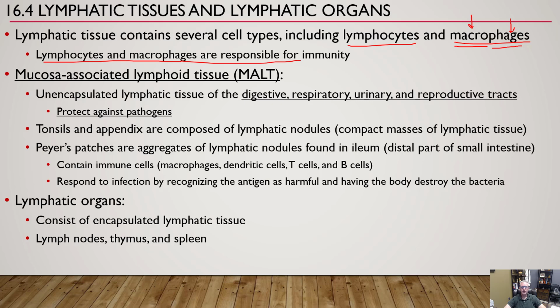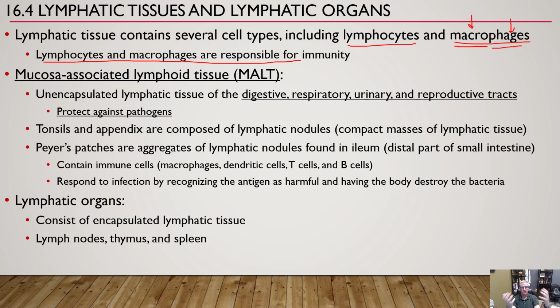We also have MALT. It's called mucosa-associated lymphoid tissue, or MALT. And we're going to see these in your digestive tract, your respiratory, urinary, reproductive tract. Basically, it's unencapsulated lymphatic tissue that's going to help protect us against pathogens. And remember, a pathogen is any disease-causing agent. So think of like your tonsils, your appendix. It's just a cluster of lymph tissue.